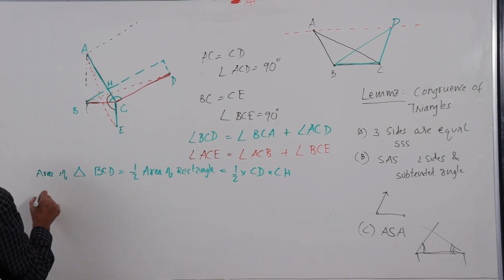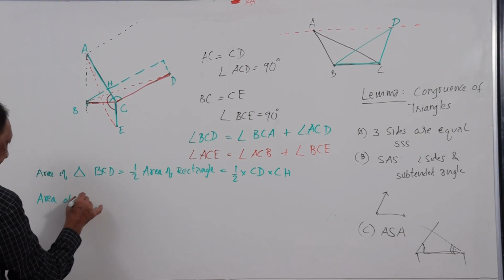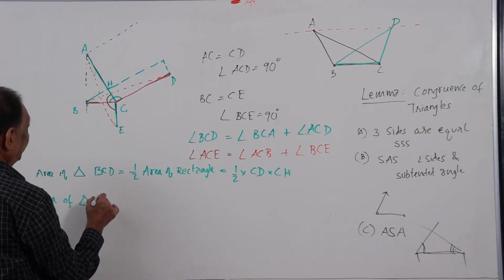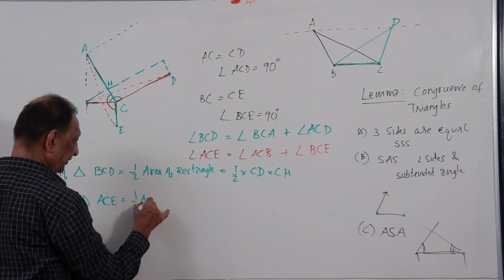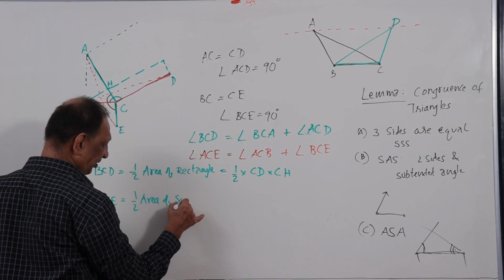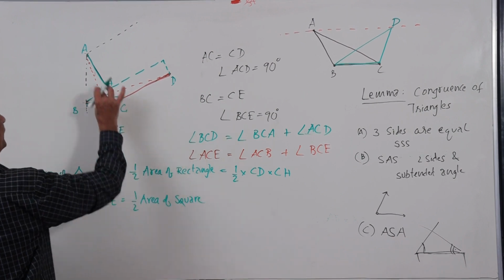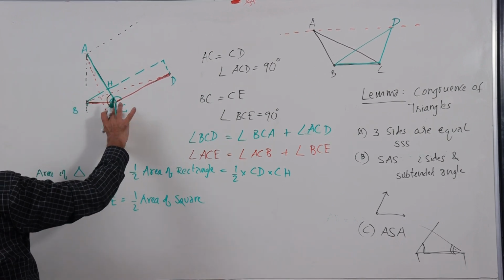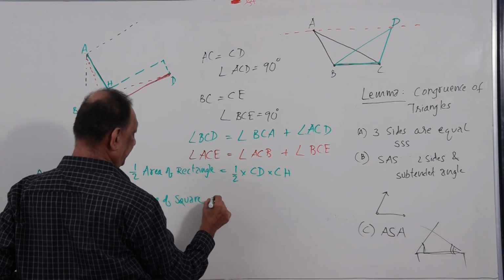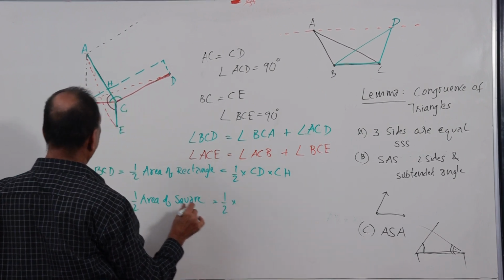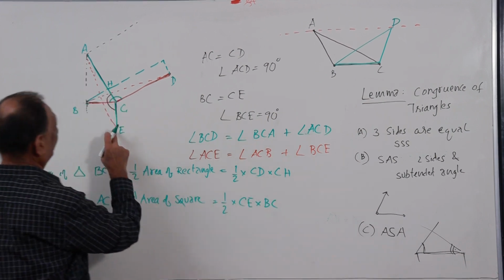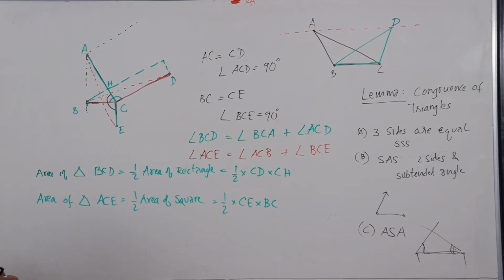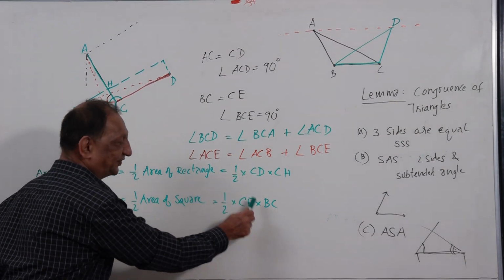Similarly, the area of triangle ACE is half the area of the square. That's also a rectangle, but we'll call it a square. For this triangle, just move that vertex down, and I get a square here. So the area is half multiplied by CE multiplied by BC. Both are the same actually, it's a square, right? And these two triangles are congruent, I told you. Therefore, these two areas are the same, right?